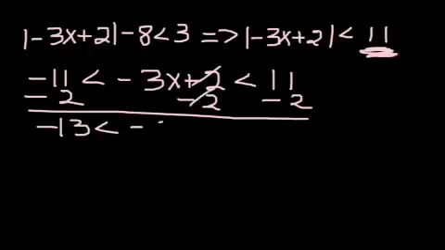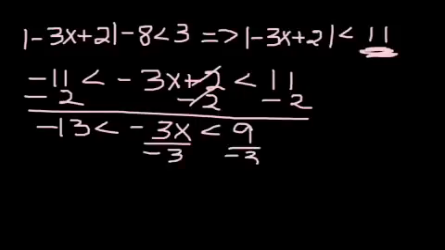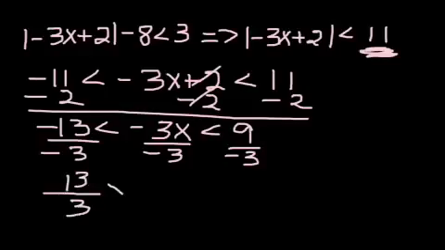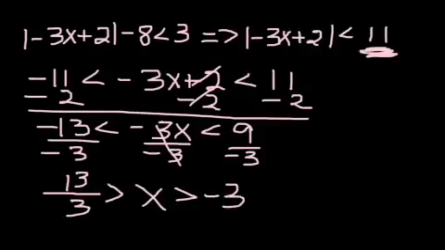Negative 3x, and 11 minus 2 is 9. And to get x by itself, divide by negative 3 in all three places. And one thing we have to remember is when we divide by negative 3 or any negative number, we have to flip over the inequality sign. It becomes greater. Same thing happened over here. We divided by a negative, so we have to flip the inequality.